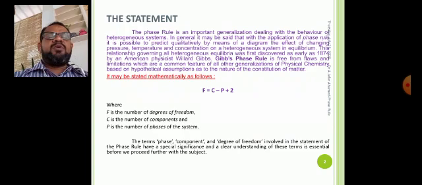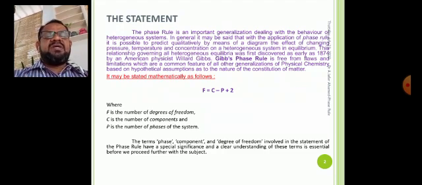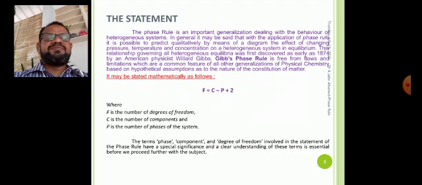This relationship was introduced, or discovered, by the great American scientist Willard Gibbs in the year 1874, and hence it is also called Gibbs phase rule. The phase rule is given in the form of a mathematical expression: F = C - P + 2, where F is the number of degrees of freedom, C is the number of components, and P is the number of phases of the system.